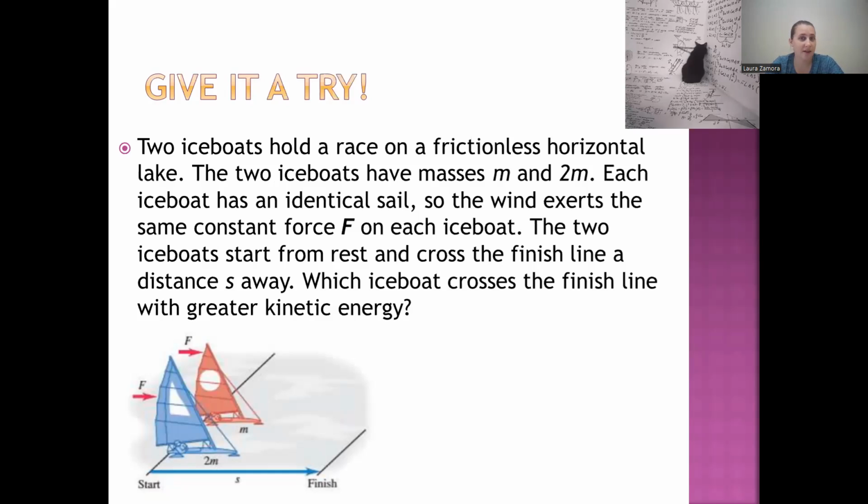Each ice boat has an identical sail, so the wind exerts the same constant force F on each ice boat. The two ice boats start from rest and cross the finish line a distance S away. Which ice boat crosses the finish line with a greater kinetic energy? Okay, I want you to take just a minute and think about it. Try to come up with an answer, and then we'll talk through it together in just a minute.